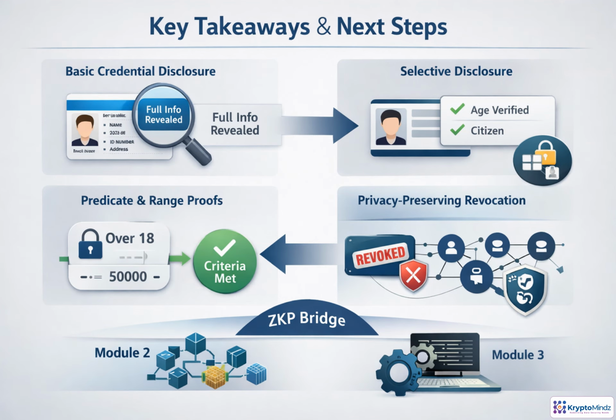The core lesson is that credentials should prove what matters without exposing everything. Selective disclosure, BBS plus signatures, predicate proofs, and private revocation all support that goal. Next, we move from cryptographic concepts into concrete VC formats, issuer services, wallets, presentations, and verifier flows that can run in real systems.